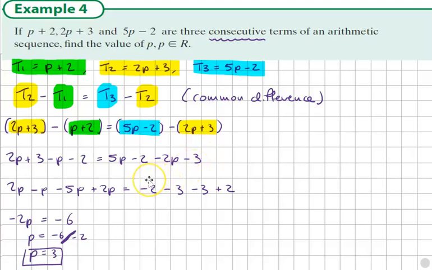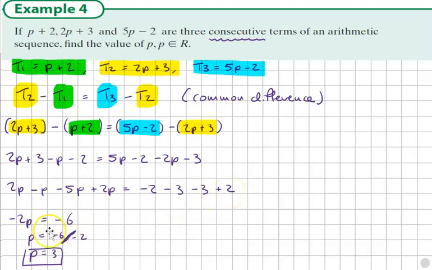So then I'm going to bring all the p's to the left, so letters to the left and numbers to the right. So the 5p comes over and becomes minus 5p. The minus 2p comes over, becomes positive 2p. The plus 3 comes over, becomes minus 3. And the minus 2 comes over, it becomes positive 2.